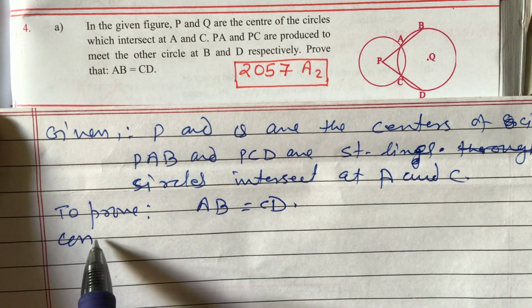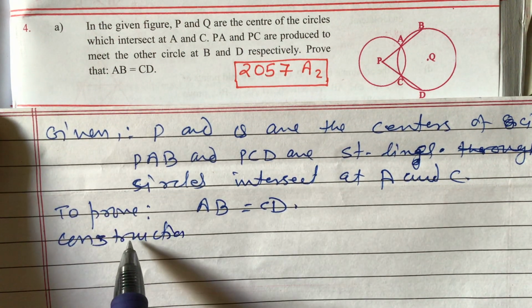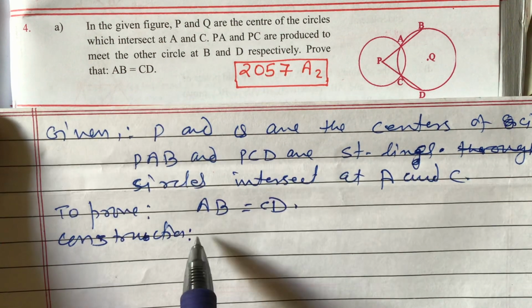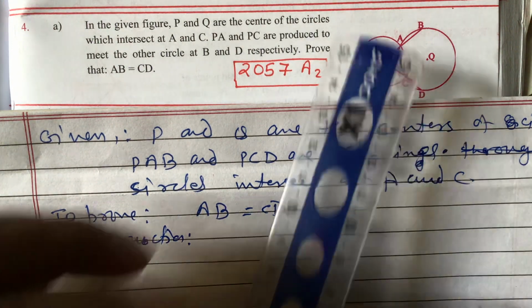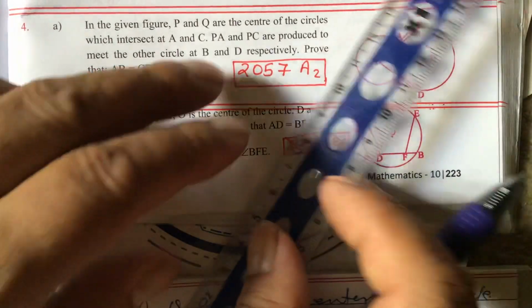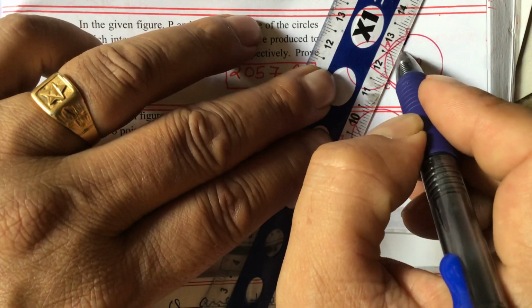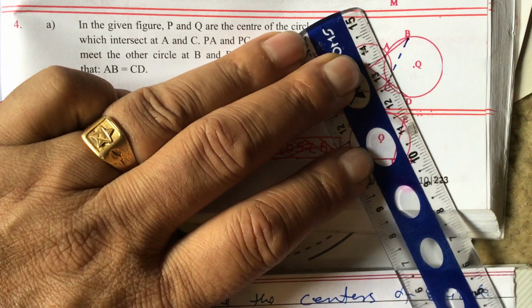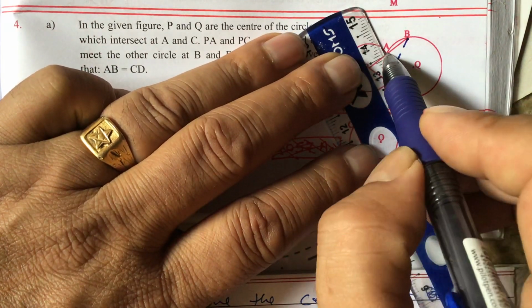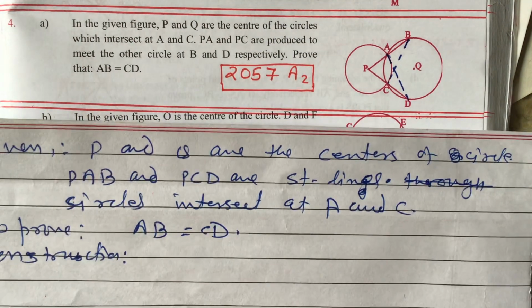Now we need the help of some construction. In construction, what will we do? Let us join B and C. Similarly, A and D we will also join. A and D join, B and C join, like this. This construction may be very easy for you.